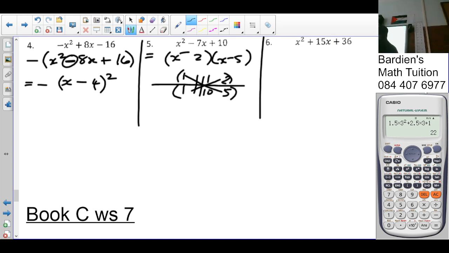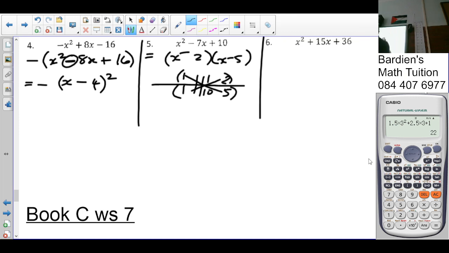Let's look at number 6. What's the square root of 36? 6. What's the square root of x squared? X. X times 6 times 2 is going to give you? Is that 12? No. Is that a perfect square trinomial? No. If it was 12, it would have been a perfect square trinomial. Okay?